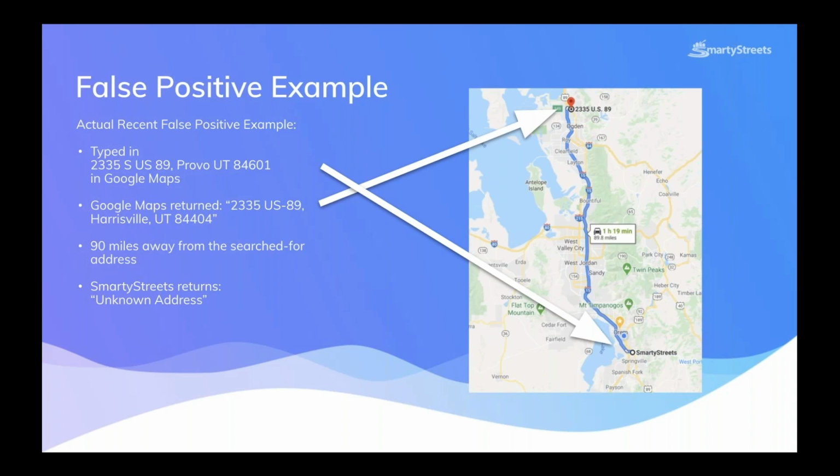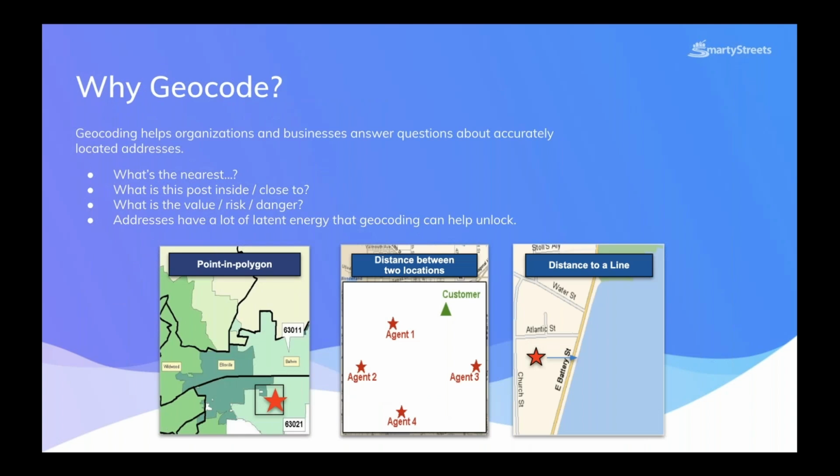And I guess in the worst case scenario, this would have resulted in someone going to the wrong address by typing that in. So that is a false positive match, where good quality address validation and address quality will result in a non-match in this case. Why do we geocode?